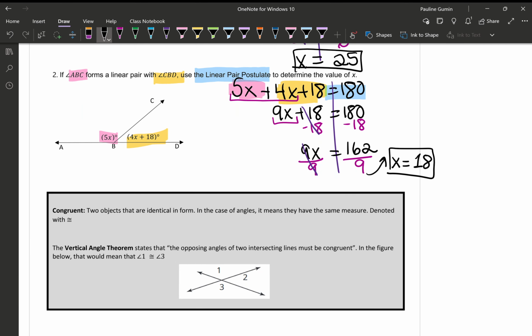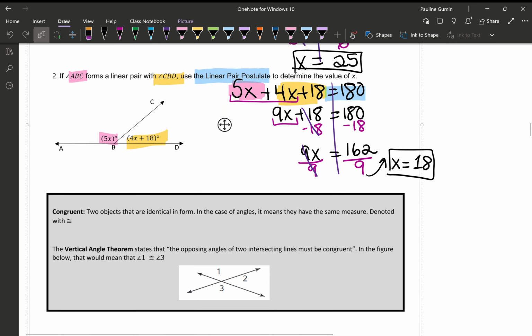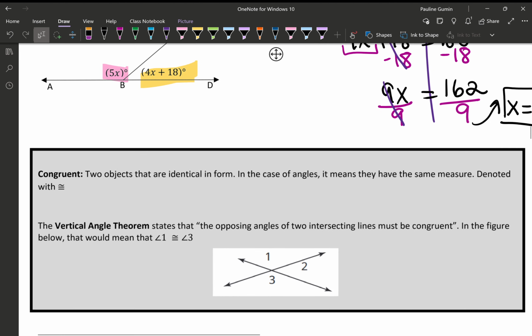Okay. The next 2 things I want to talk about are the word congruent and, of course, the vertical angle theorem. Congruent is a word I'm going to be using a lot, and you're going to hear it so much this unit you might get sick of it, but that's too bad. Congruent is when 2 objects are identical. In the case of angles, it means they have the same measurement. Or if we have line segments, they also have the same length. We denote them with an equal sign with a squiggly on top.